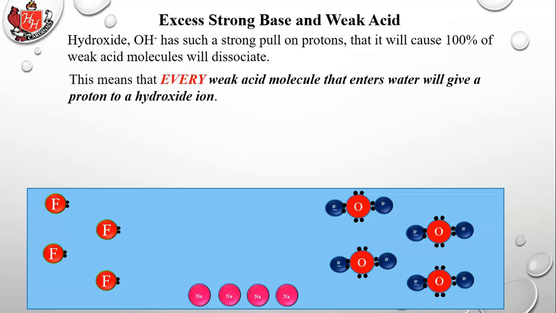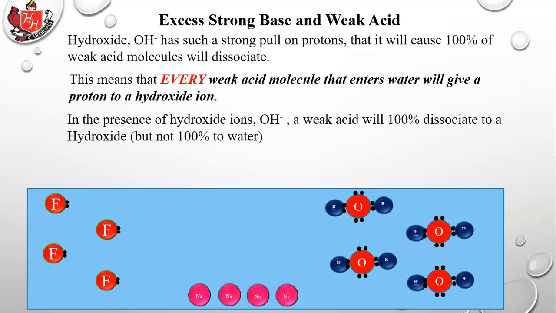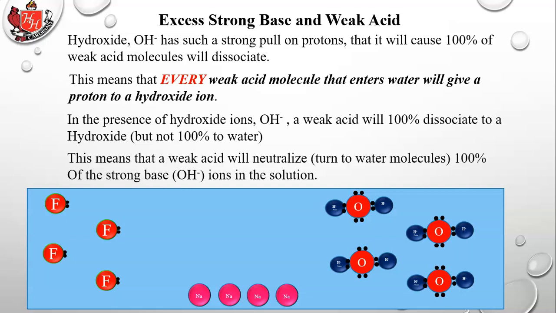This means that every weak acid molecule that enters the water will give a proton to a hydroxide ion. In the presence of hydroxide ions, OH minus, a weak acid will 100% dissociate to hydroxide, but not 100% to water. Again, it's a weak acid. It doesn't totally dissociate to water. But to hydroxide, a weak acid will 100% dissociate. This means that a weak acid will neutralize, turn to water molecules, 100% of the strong base OH minus ions in solution.